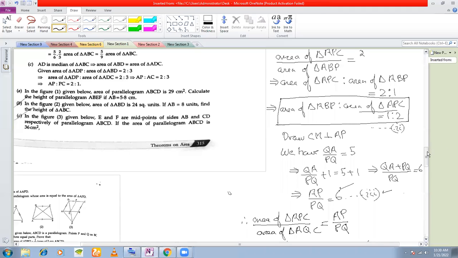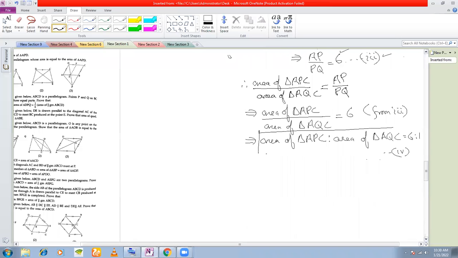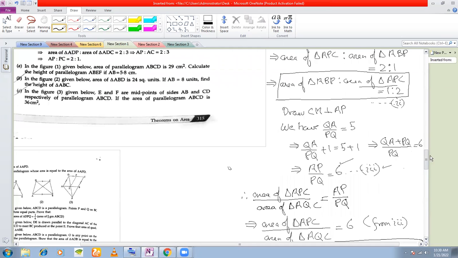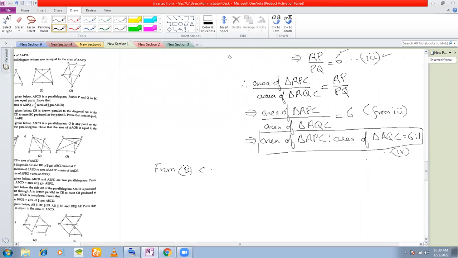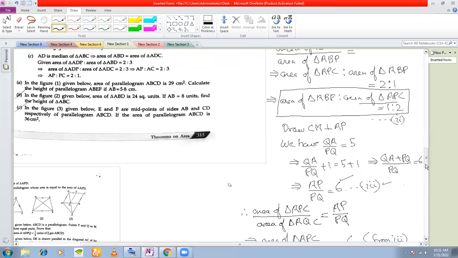Okay. So this is one ratio that we have got, right? What is the other ratio that we have got? This, right? Let's write down these two ratios, so that it will fall into your eyes. Okay, so from 2, area of ABP is to APC, we have got this as 1:2.